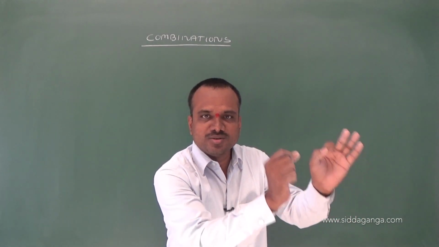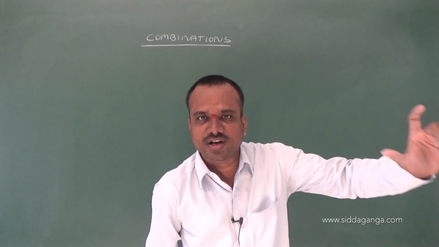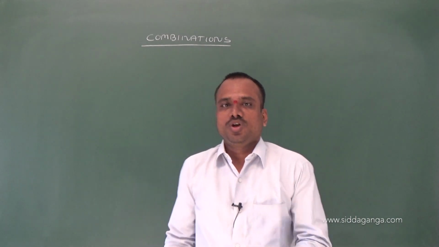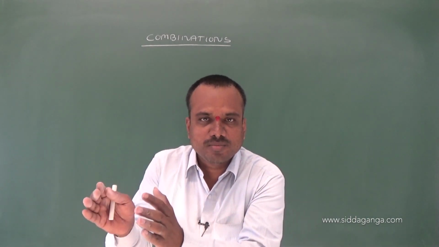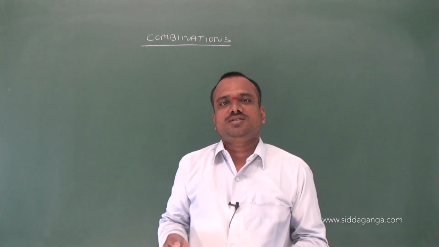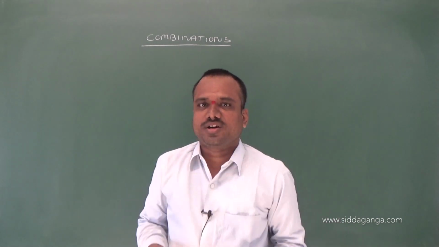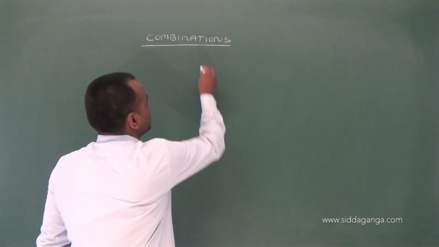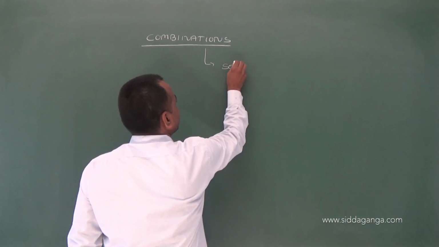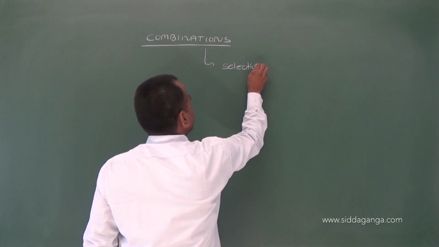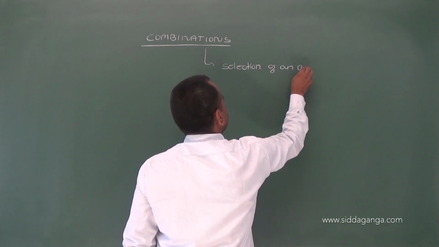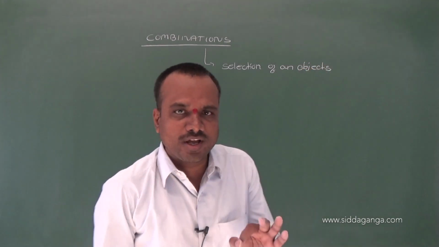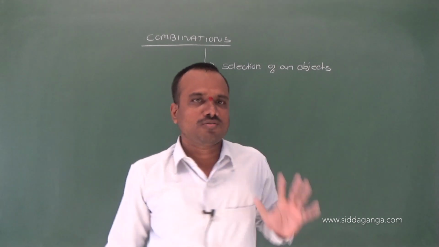Permutation means arrangement of objects according to the definite order, taken some at a time or all at a time. What about combination? Combination means selection of objects, some at a time or all at a time. Combination means selection of objects.